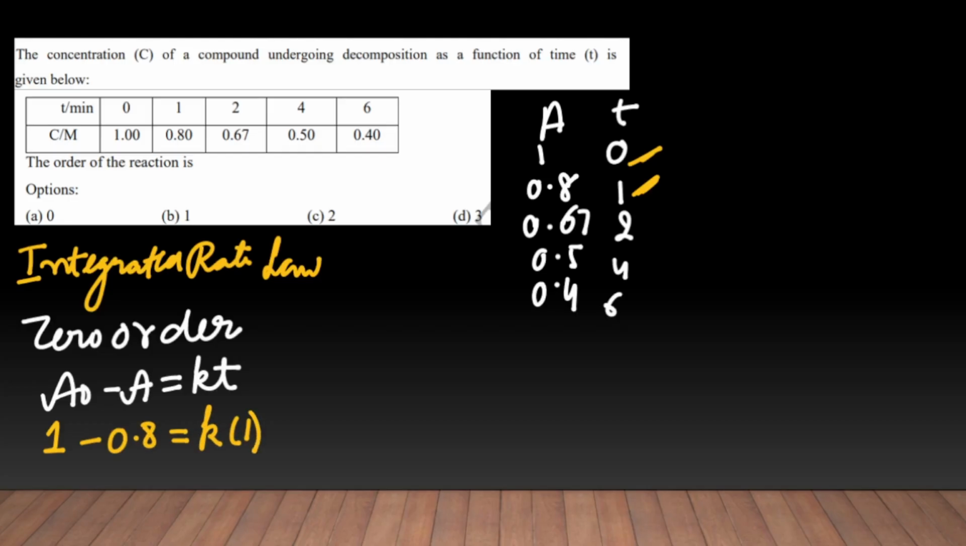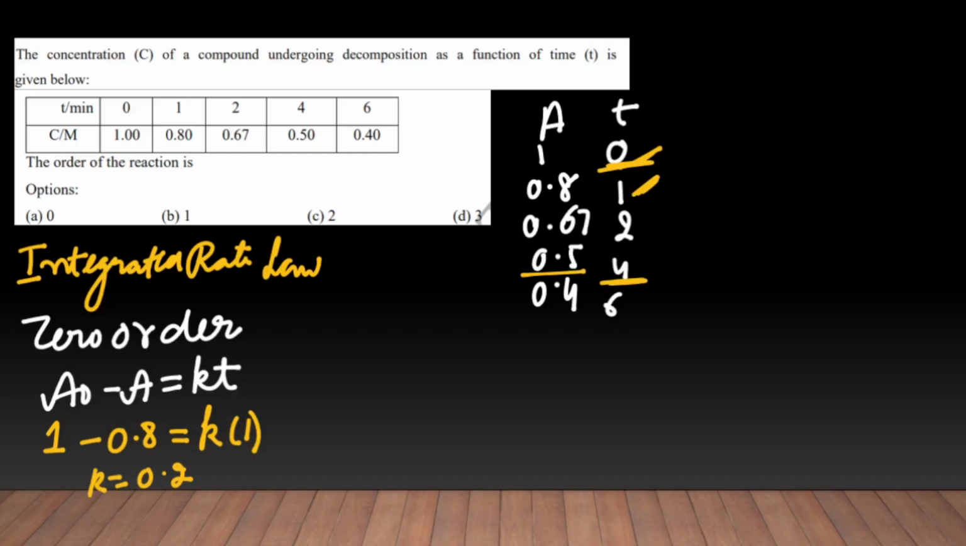The time span is 1 minute, right? So from this, the rate constant value comes out to be 0.2. Right, now if you take the other data, that is, A naught is this one and 0.5, where the time span is 4 minutes.